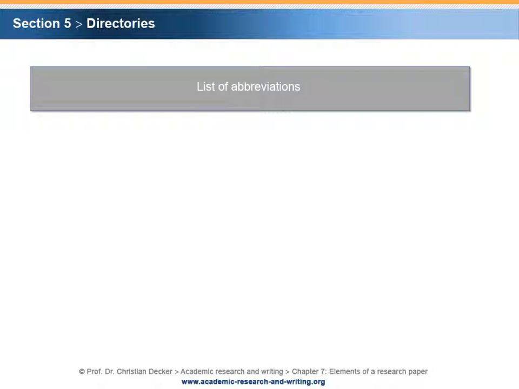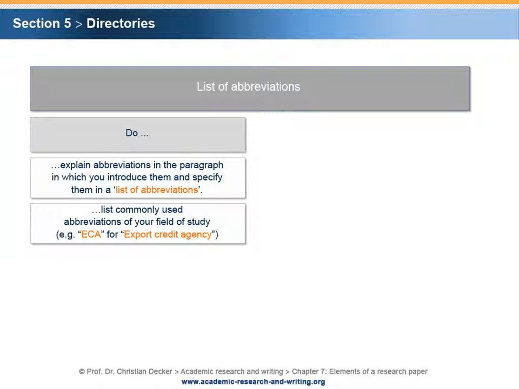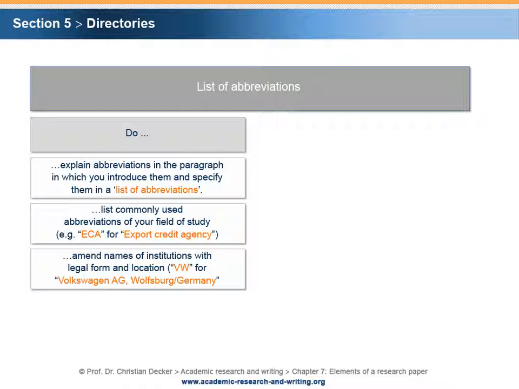It is considered good scientific style to explain abbreviations by specifying them in a list of abbreviations. However, there are some rules that should be observed. It is recommended to introduce abbreviations and their meaning in the text and to list them in a list of abbreviations. To list commonly used abbreviations of your field of study, for example ECA for Export Credit Agency, and to amend names of institutions with legal form and location, for example VW for Volkswagen AG, Wolfsburg, Germany.